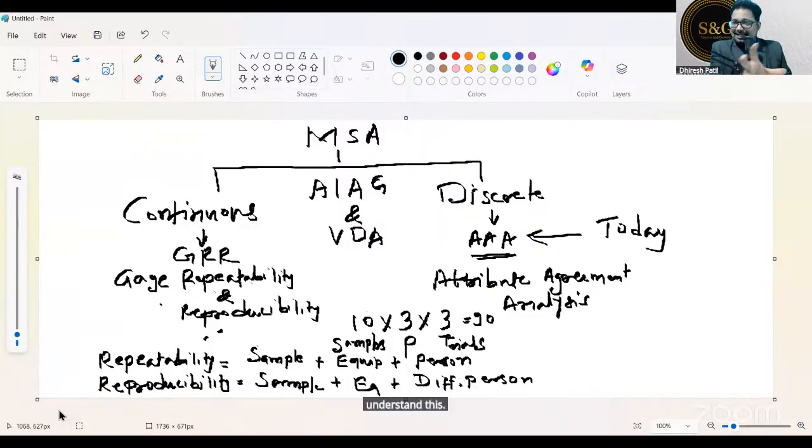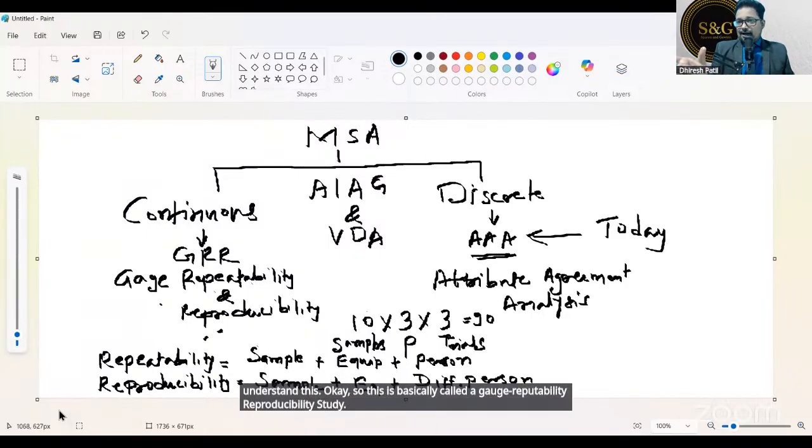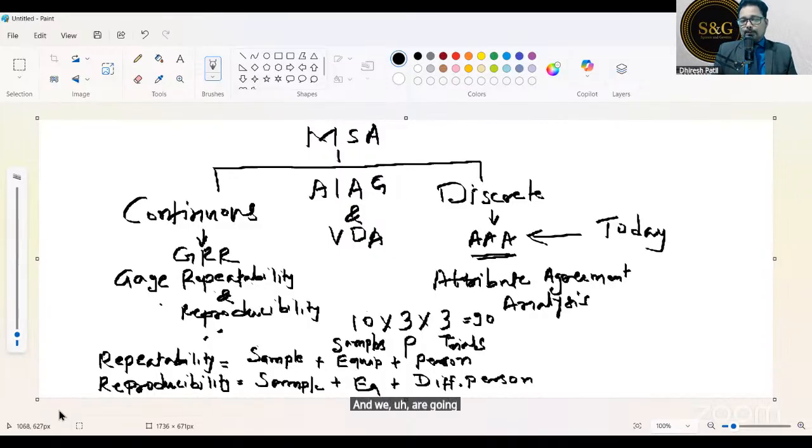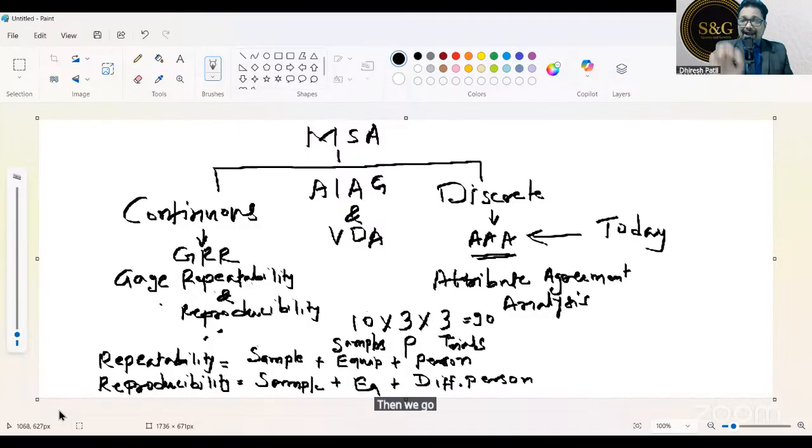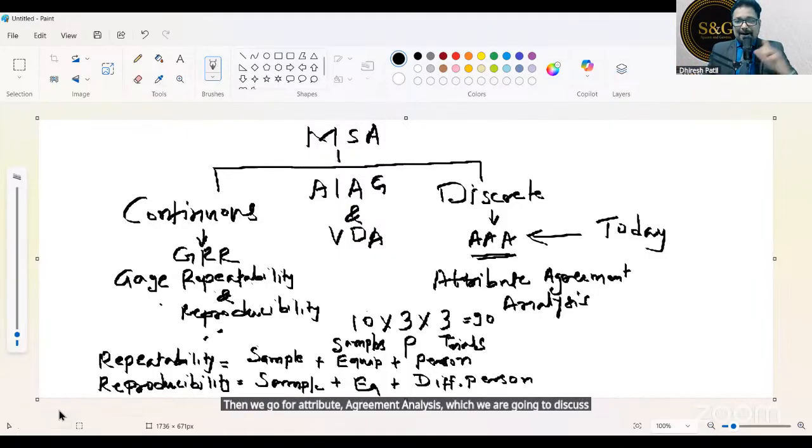Okay, so this is basically called gauge repeatability reproducibility study, and we are going to understand now when it comes to yes, no, accept, reject. That is called attribute, where there is a subjectivity. You like or did not like. This is called attribute. There is no measurement as such. When that kind of data is there, then we go for attribute agreement analysis, which we are going to discuss today. Clear, everybody?